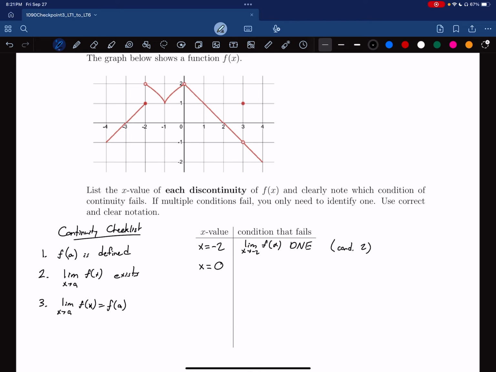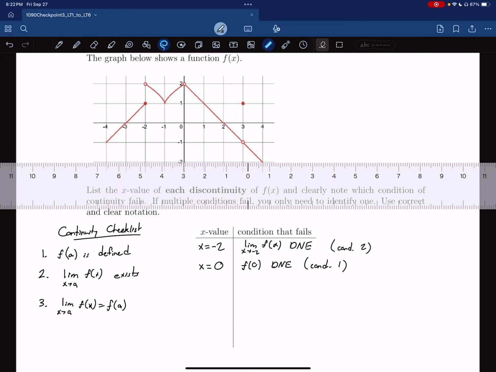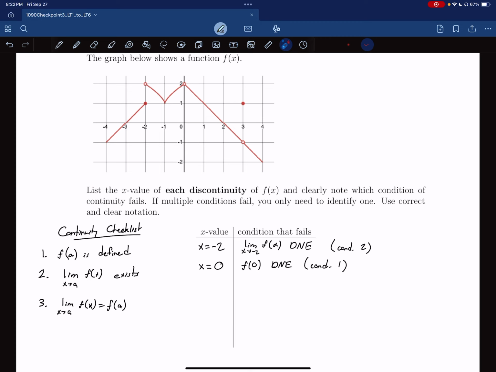Starting at number 1, is f of a defined? The answer is no, it's not defined. There's no closed circle anywhere, so when we are at x equals 0 there's no corresponding point, because that's a hole. So we have that f of 0 does not exist, and that relates to condition 1. Let's keep going down this graph.